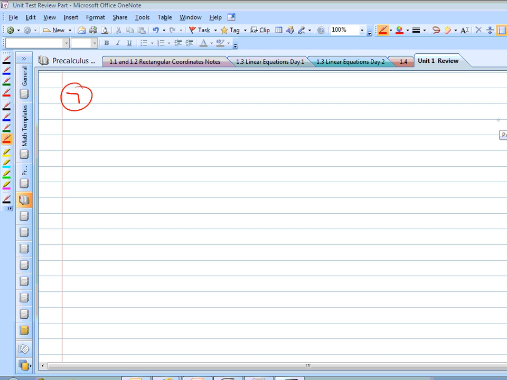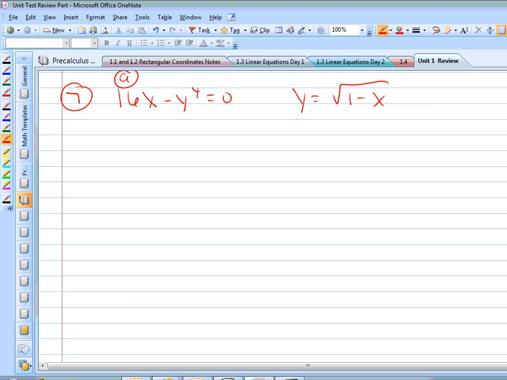All right, the last one on this one, then I'm going to cut it off and we'll do a part 2 video, which will be 8 through 13, is number 7. Number 7 asks us to determine whether y is a function of x. They give you 2 equations. Part A is 16x minus y to the 4th equals 0, and part B is y equals the square root of 1 minus x.